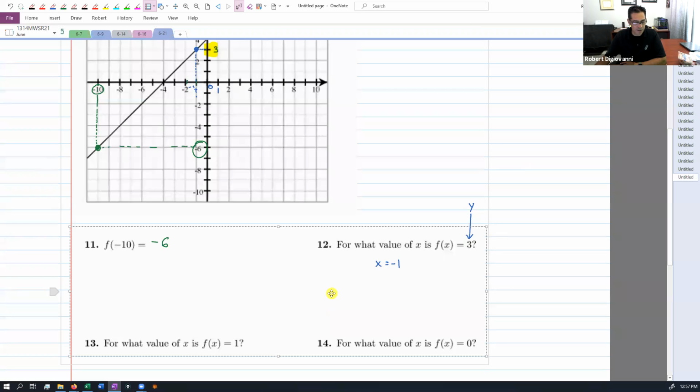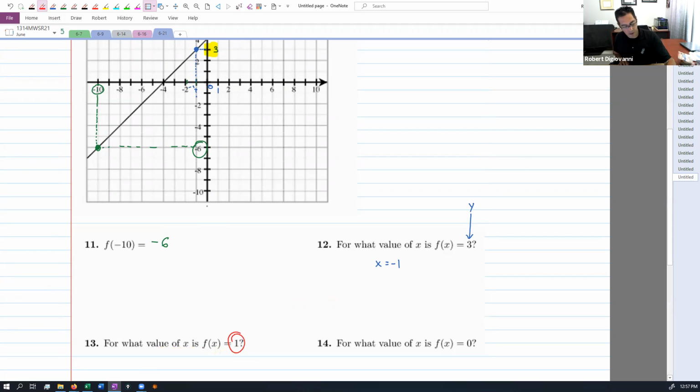How about 13? Can anybody tell the answer for 13? We're giving you a y value of 1. Go ahead. -3. Good. So we want a y value of 1. Here's 1. If I move over, there's the point. The x it comes from is this one right here. And that's -3, right? That's -1, -2, -3. Good.